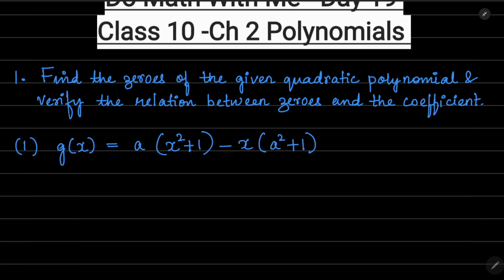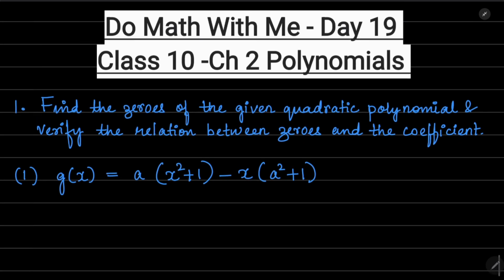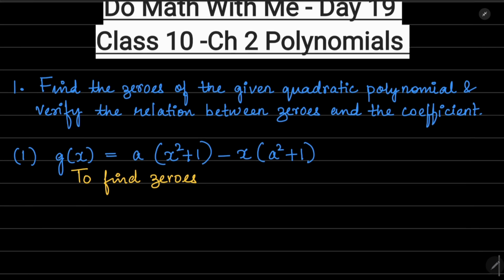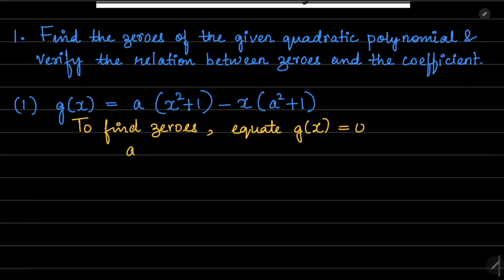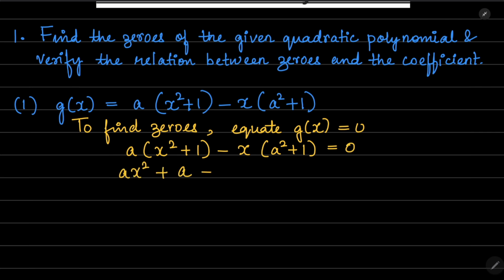find the zeros. In order to find the zeros, you have to equate the polynomial to 0. Okay, so to find zeros, you have to equate your given polynomial, which is g of x, to 0. So let's go ahead, write the same polynomial as it is. (ax square plus 1) minus x multiplied by (a square plus 1) equal to 0. Let's open the bracket. So you have ax square plus a minus a square x minus x equal to 0.